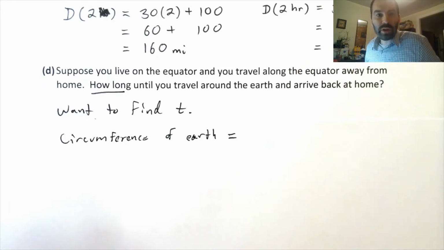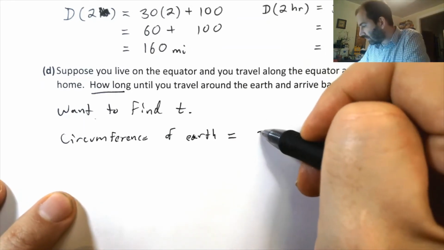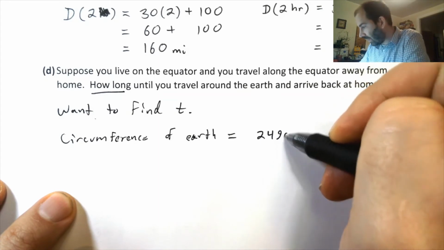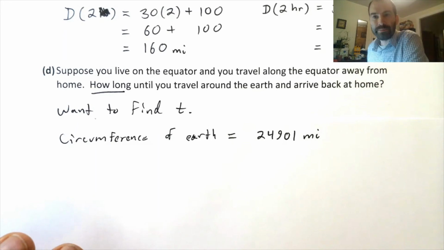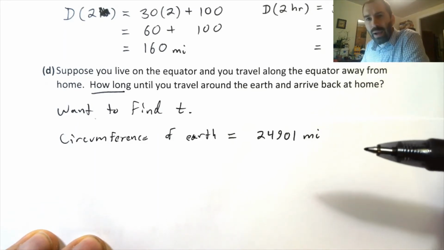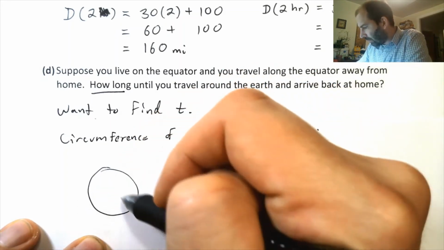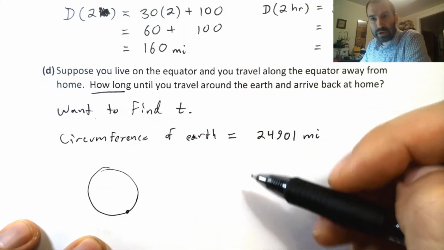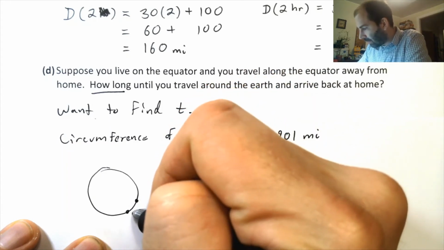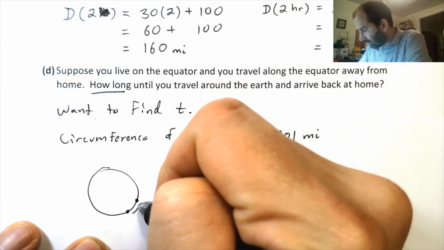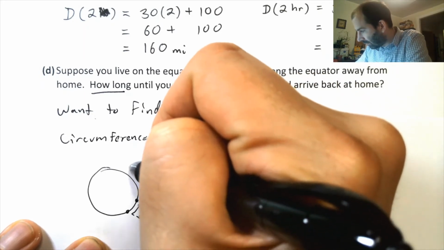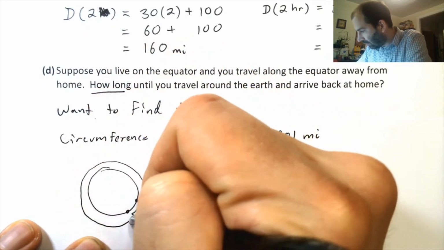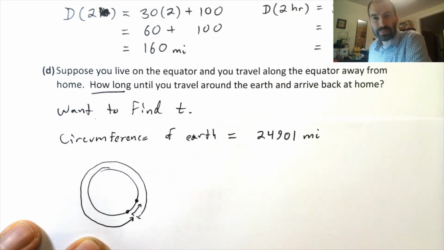Okay, well, you can look that up, and it comes out to 24,901 miles at the equator. So I want my distance. So here's a picture of what we're doing. We're starting at home over here, right? I'm already 100 miles from home, right? But I want my total distance from home to end up being all the way around the circumference.